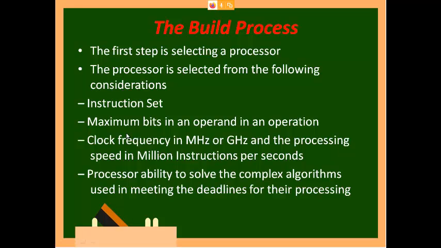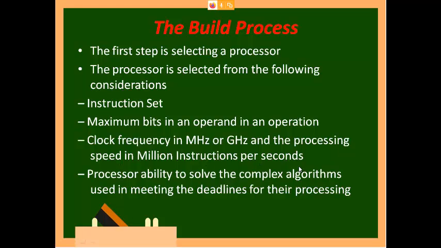Then clock frequency is the measure of the speed at which we are going to work. It started with kilohertz, then it went to megahertz, then it went to gigahertz. Some applications require giga, in some applications mega itself is sufficient, and in some applications even kilohertz is more than sufficient.